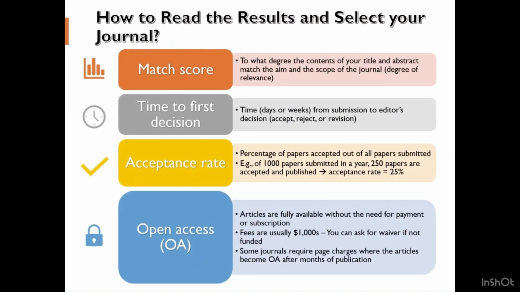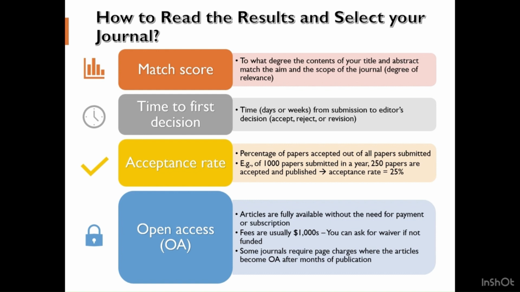First of all is the match score. Match score, or in some search engines, it's going to list it as a degree of relevance. It's basically to what degree the content of your title and abstract match the aim and scope of the journal. Next, we have the time to first decision. This gives you the time in days or perhaps in weeks from the time that you submit your manuscript until you receive the final editor's decision.